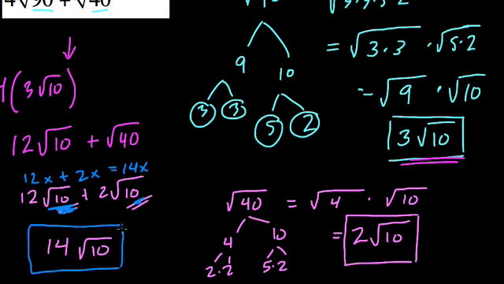So the goal in these problems is to get the same radicand, the same number under the root sign, and then you're able to simplify. That's especially the case when you're adding different terms, right? This term and this term.